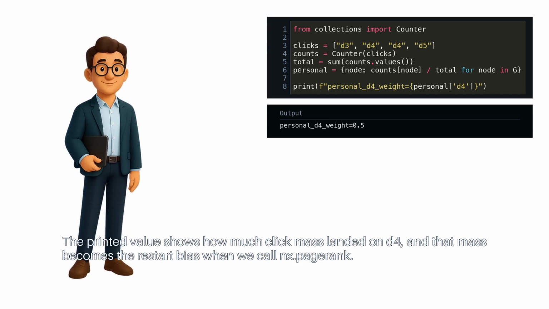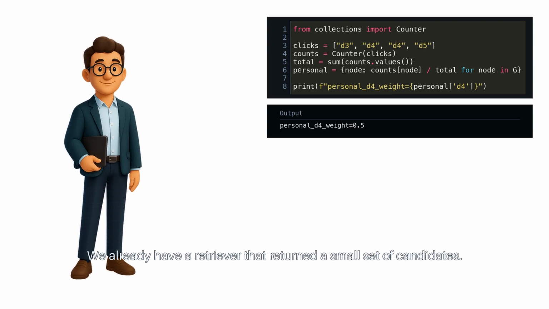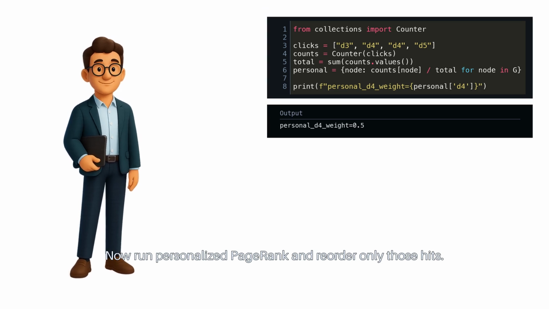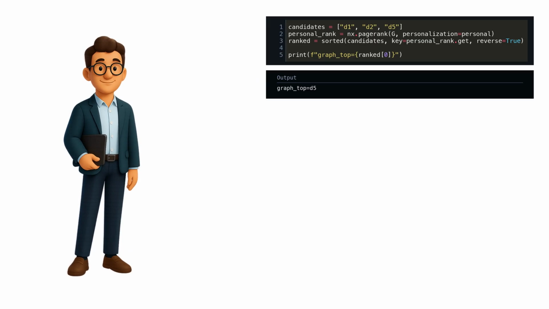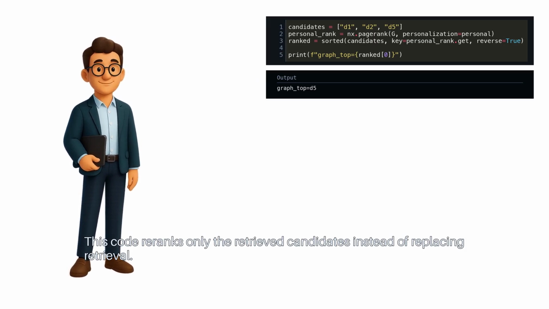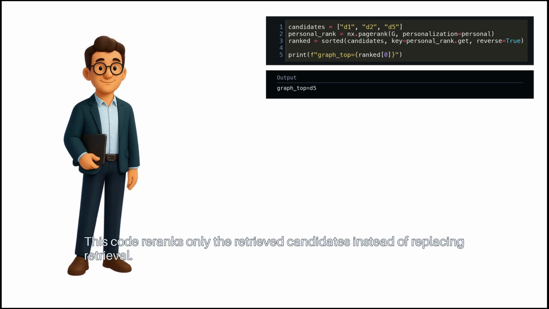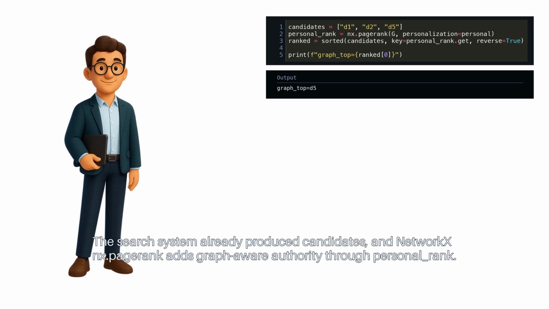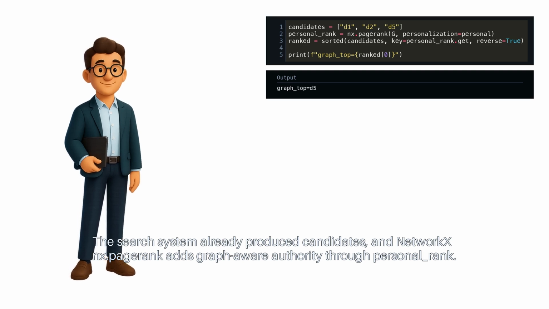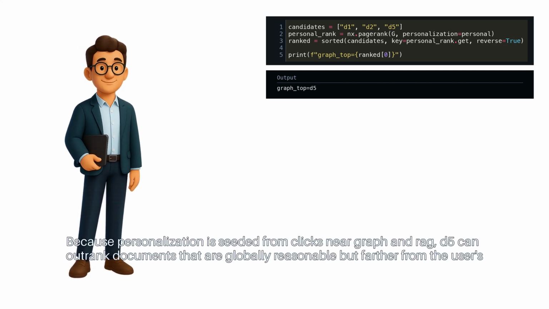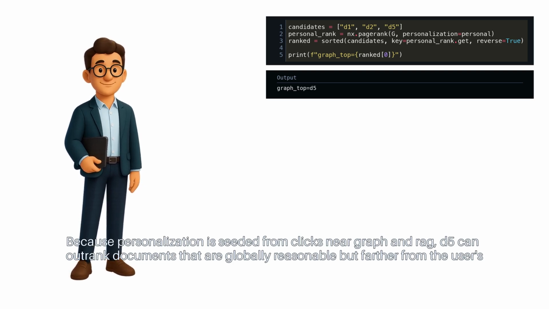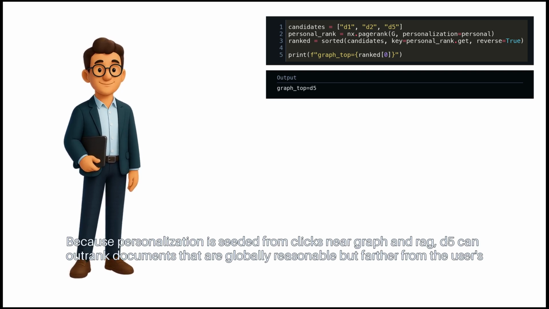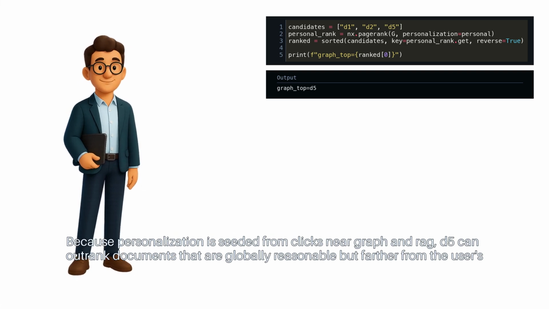The printed value shows how much click mass landed on D4, and that mass becomes the restart bias when we call nx.pagerank. We already have a retriever that returned a small set of candidates. Now run personalized PageRank and reorder only those hits. This code re-ranks only the retrieved candidates instead of replacing retrieval. The search system already produced candidates, and NetworkX nx.pagerank adds graph-aware authority through personal rank. Because personalization is seeded from clicks near graph and rag, D5 can outrank documents that are globally reasonable but farther from the user's explored area.